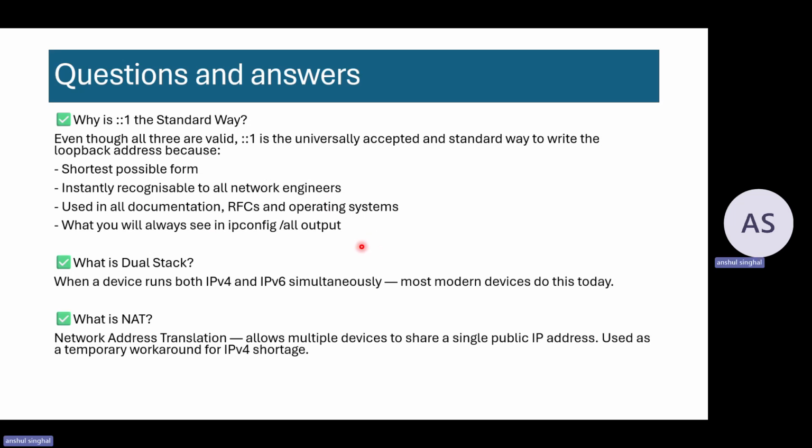Then the next one is, what is dual stack? Sometimes you might encounter the term dual stack. When a device runs both IPv4 and IPv6 simultaneously, which most modern devices do today, it means dual stack. Dual means two stacks: we have IPv4 as well as IPv6.